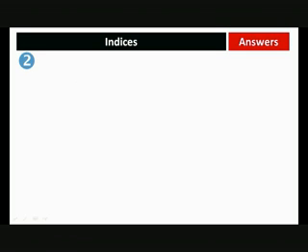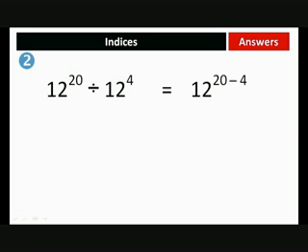Question 2. Simplify 12 to the power of 20 divided by 12 to the power of 4. Now, when you're dividing two powers of the same thing, the rule is to subtract the powers. So that's the same as 12 to the power of 20 minus 4, or 12 to the power of 16.